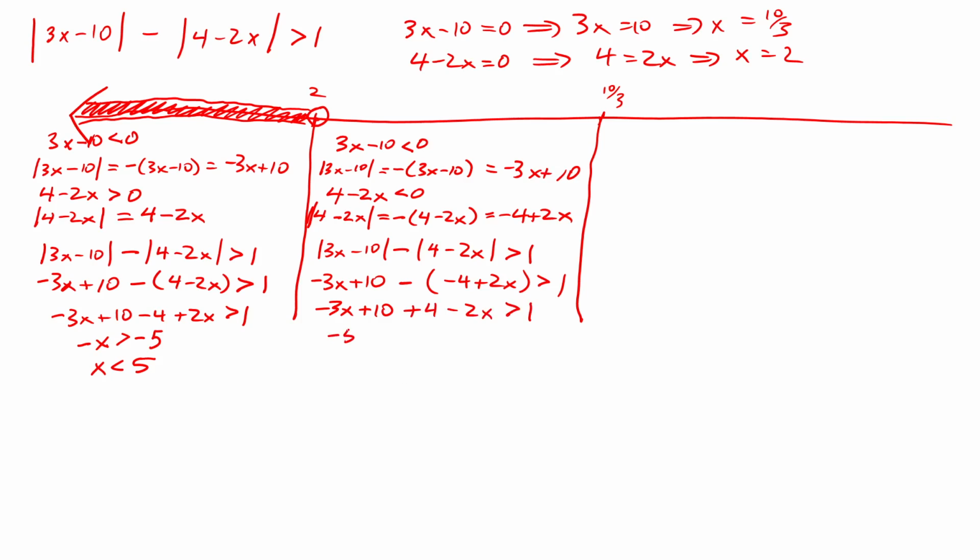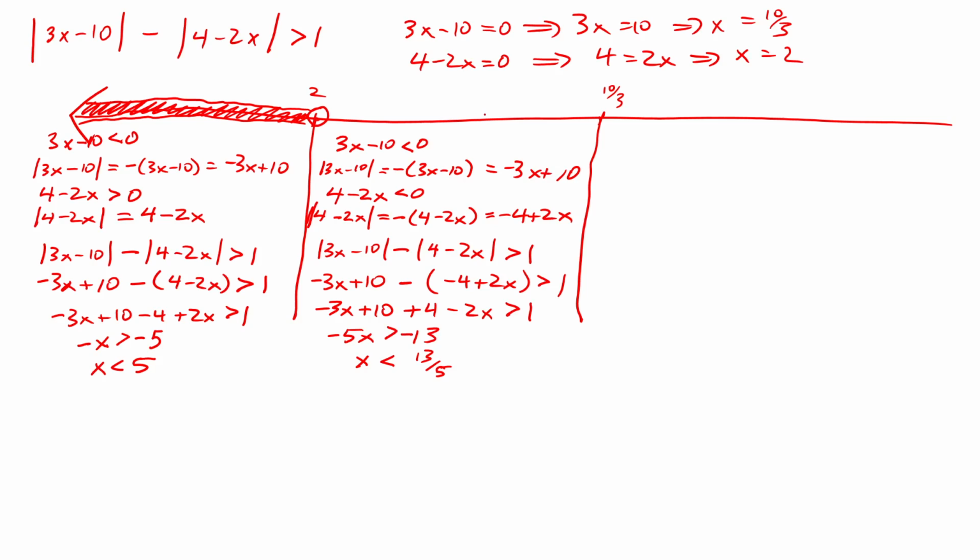We collect like terms. On the left, we get negative 5x. We subtract 4 and subtract 10 from both sides. We get negative 5x is less than negative 13. Dividing both sides by negative 5, we get 13 over 5 on the right, and we change the direction of our inequality.